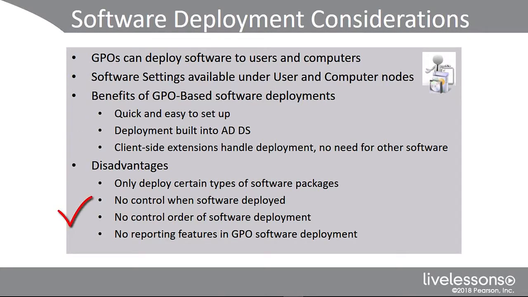Couple disadvantages. Only certain types of packages can be deployed. Specifically, .msi files. There's no control when software is deployed, and that means if I have a slow link connection, I may have some issues with that deployment. There's no control in the order of software deployment. So if I'm trying to deploy multiple .msi files, I can't control what order they're deployed. And there's not any reporting features available on software deployment.